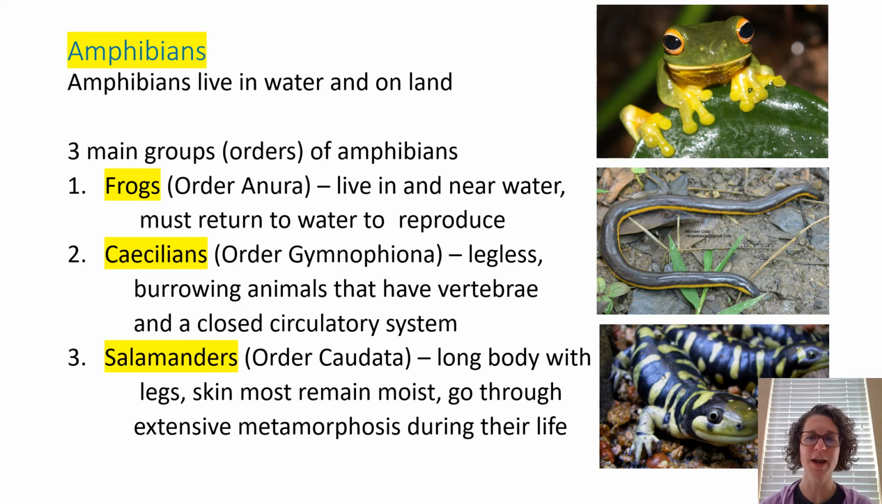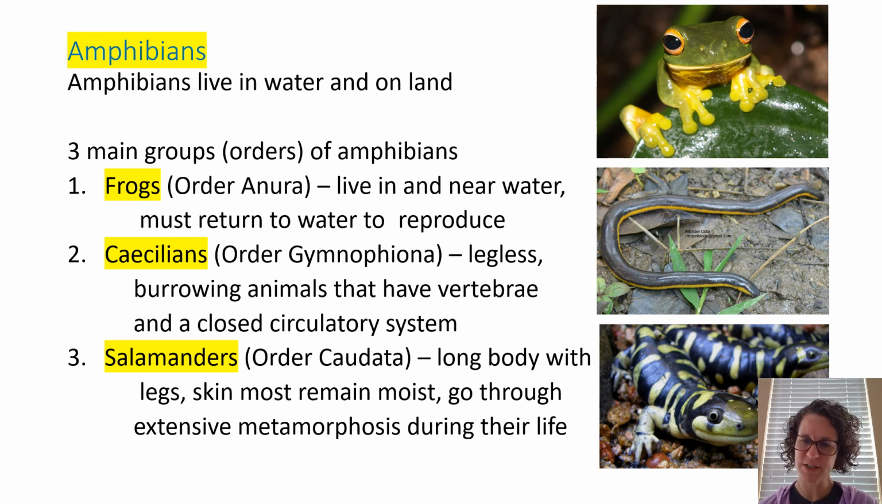Okay, so now our amphibians. These are the slimy ones of this group. They are animals that can live in water and on land, some exclusively in water, some exclusively on land, but they all do need water for reproduction. And there are three main groups or orders. First of all, you have the frogs. There's that cute guy right up there at the top. They, of course, are organisms that live in or near water. They have to have the water for reproduction.